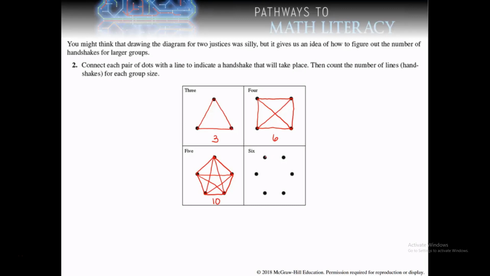Now for 6 justices, around the outside, 1, 2, 3, 4, 5, 6, and then start across the middle, 7, 8, 9, 10, 11, 12, 13, 14, 15. And the picture starts getting messy, so we're going to need a better method than this if we're going to add any more people.